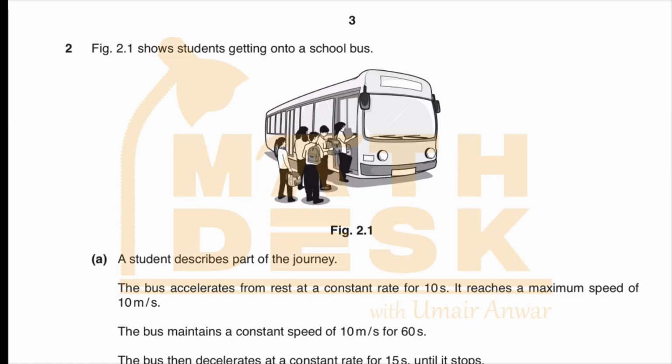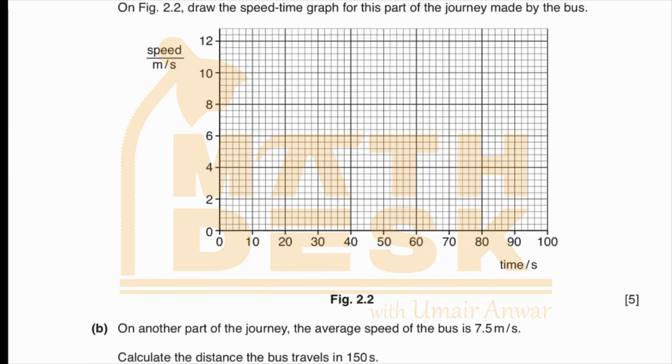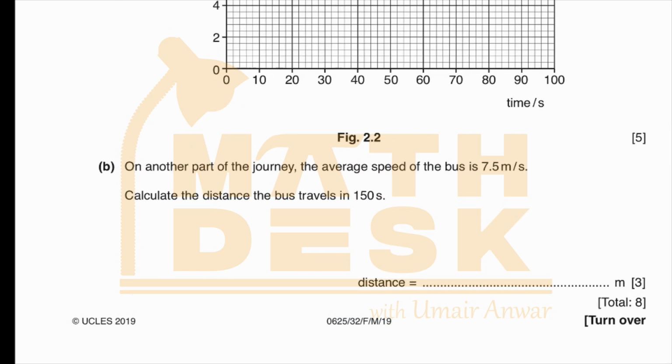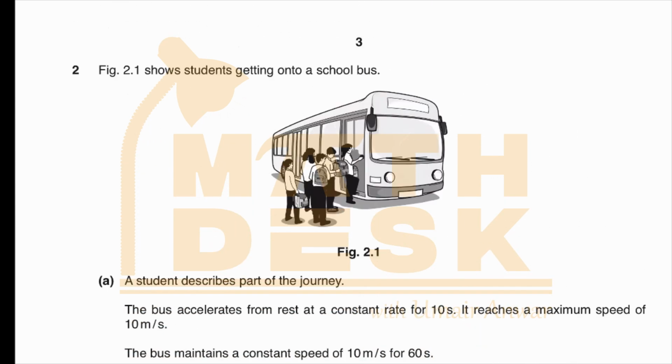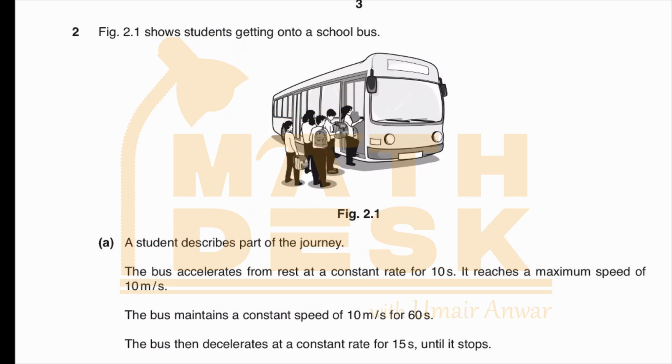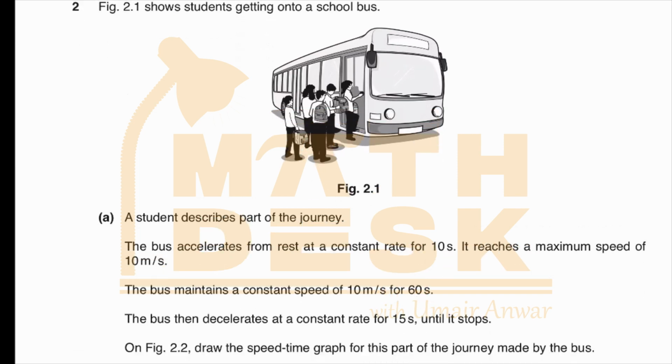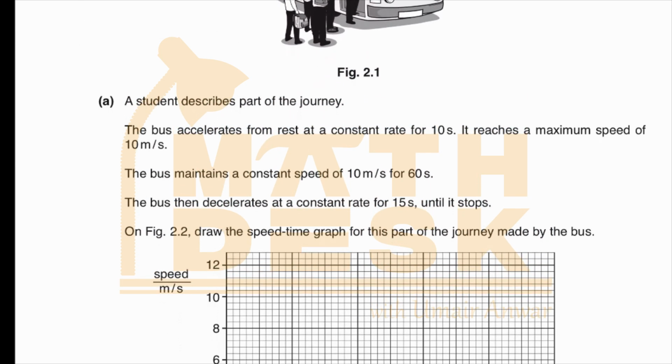Welcome to this tutorial. I'm solving question number 2 of paper 3-2 of IGCSE exam series February-March 2019. The question says figure 2.1 shows students getting onto a school bus. A student describes part of the journey.